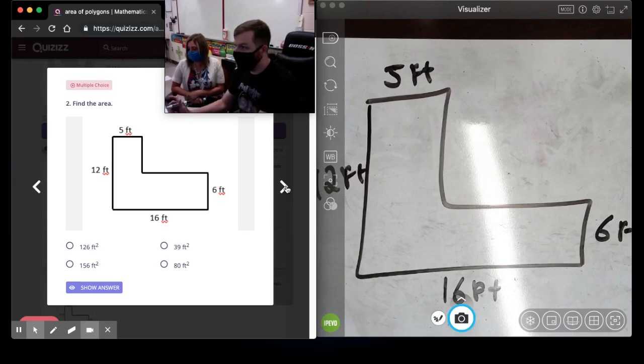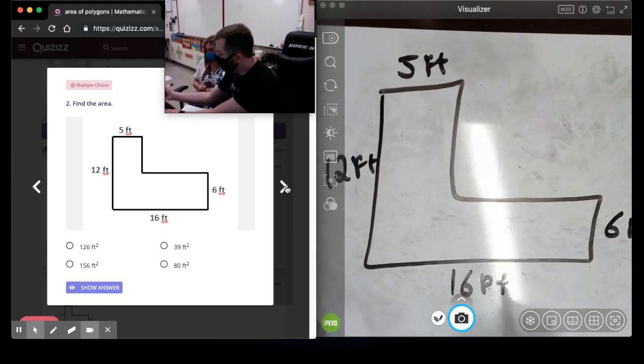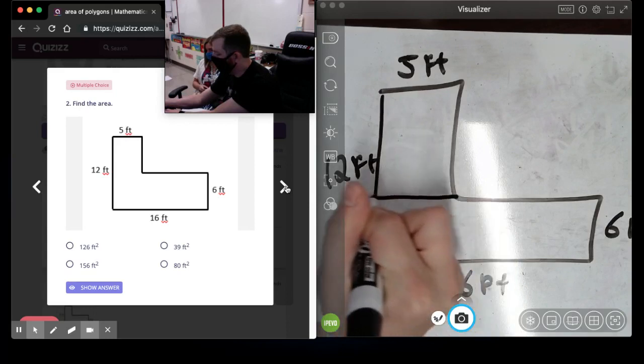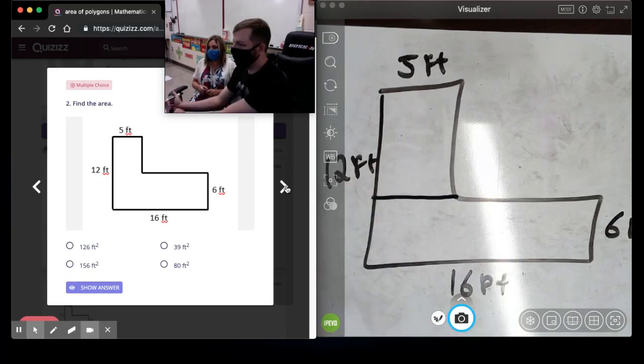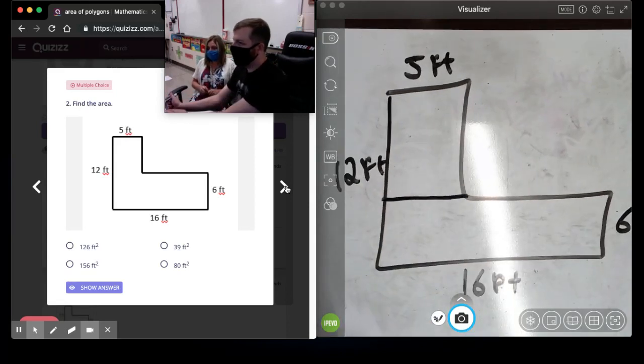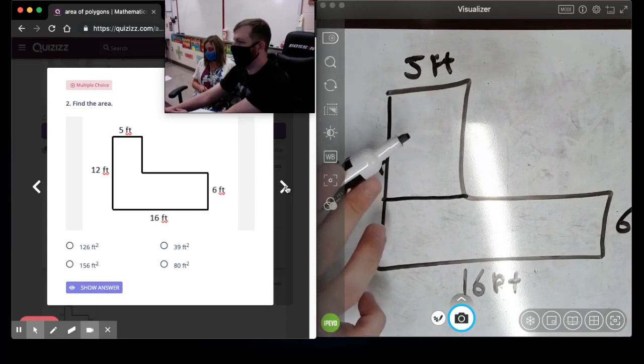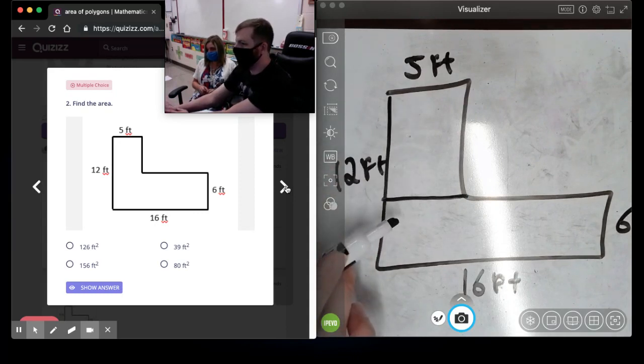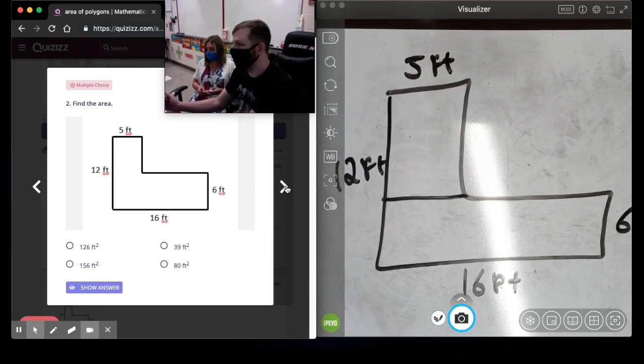Okay, yeah. So here's the way I look at this. I like to look at this as splitting it like this. That's the way I'm going to split it up. So how I'm going to do this, think of this now as trying to figure out two areas in one problem. And now I'm just going to add up at the very end to figure out the total.